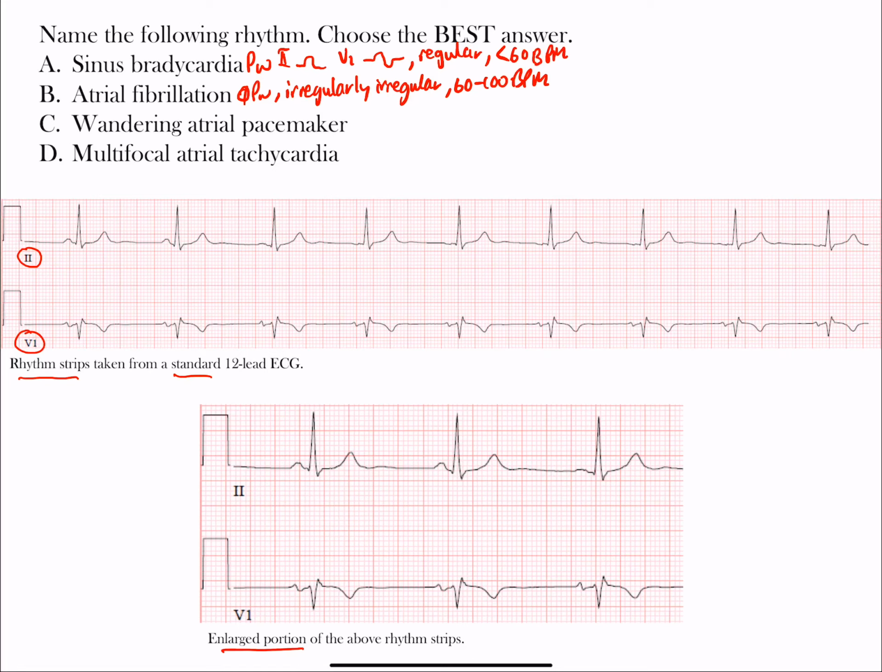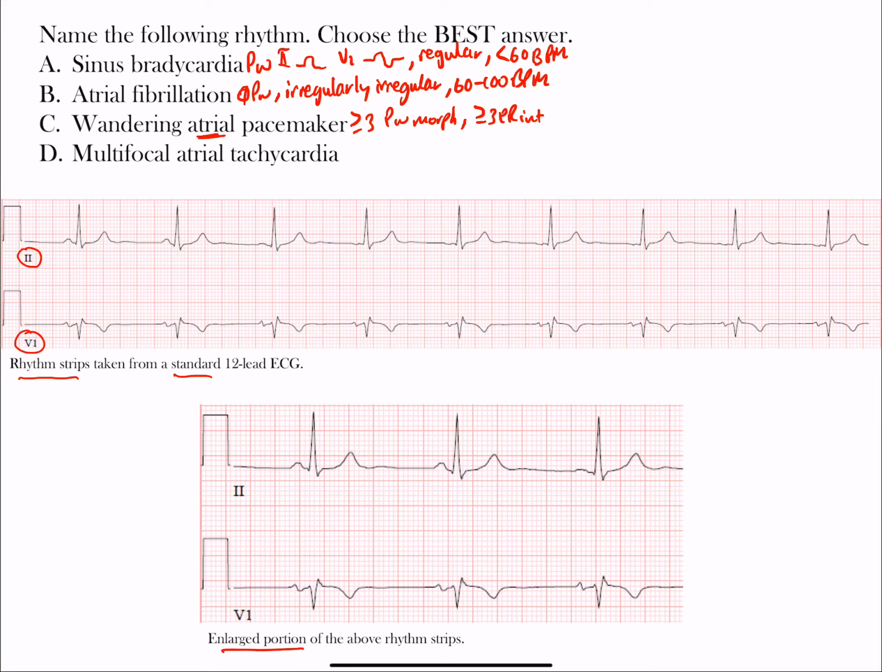Next, we have wandering atrial pacemaker. This has P waves, but what's going on here is that you have ectopic foci in the atria that are firing, so they're not all coming from the sinus node. You have atrial pacemakers within the atria firing, and because of that, we're going to have at least 3 different P wave morphologies. That means they're arising from at least 3 different areas in the atria, so we're going to see at least 3 different PR intervals.